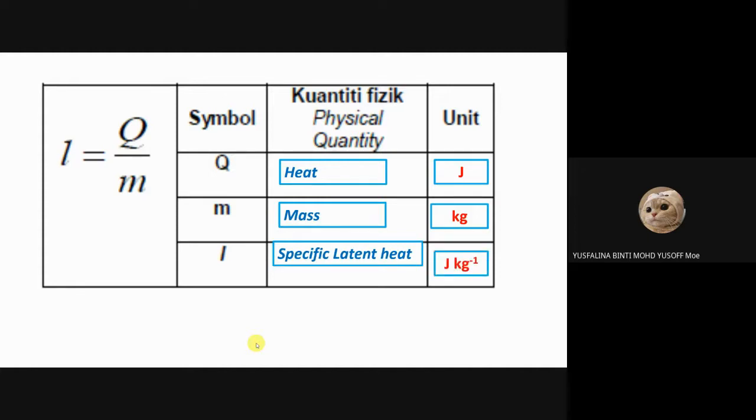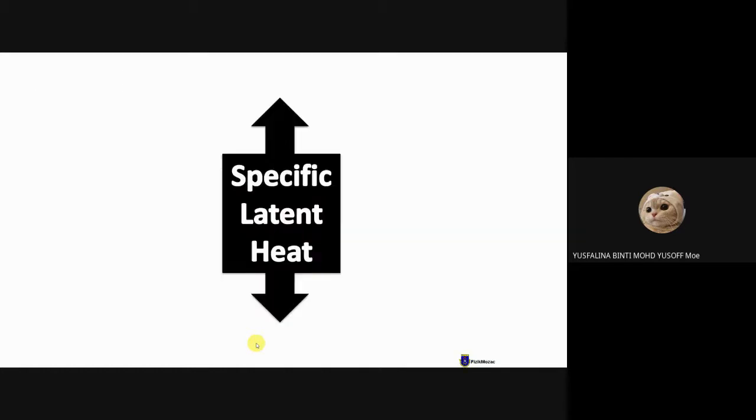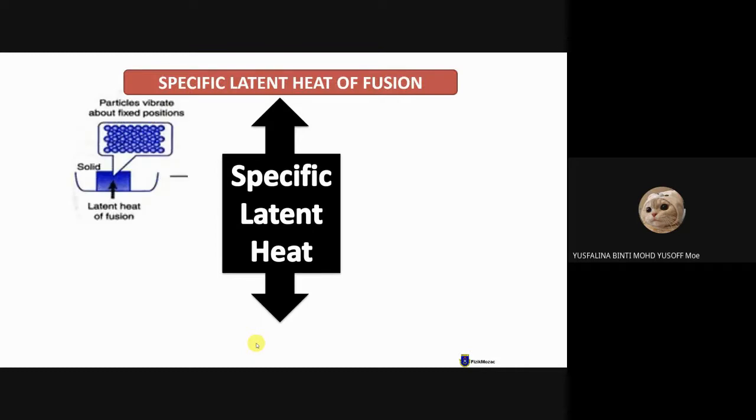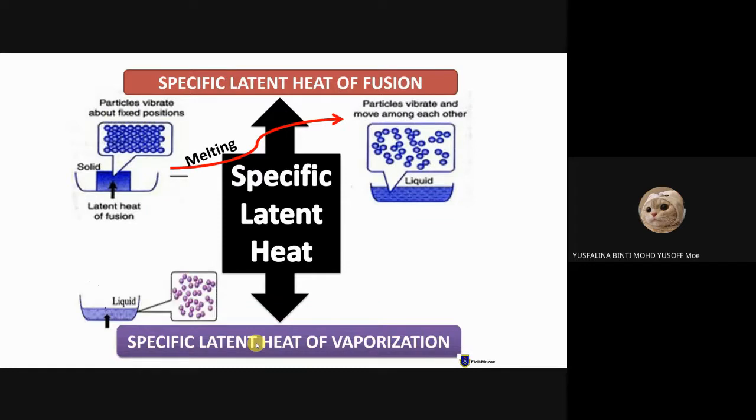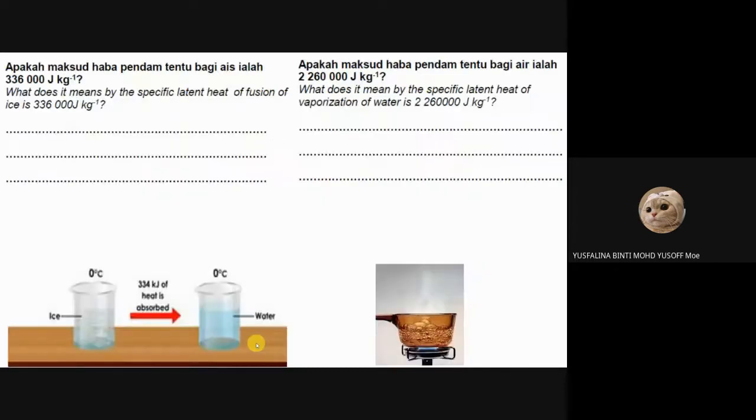Sometimes they will give it to you or they want you to find it, so you just see the info of the question first. The unit is J kg^-1. You can see this is different from the specific heat capacity, which has J kg^-1 °C^-1 because there is an increase in temperature. For this one, no increase in temperature, so only J kg^-1. There are two types of specific latent heat, fusion and vaporization. This one I will not explain.